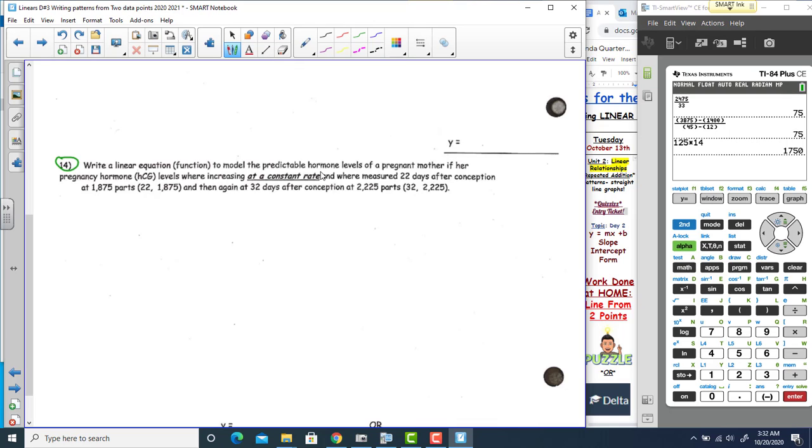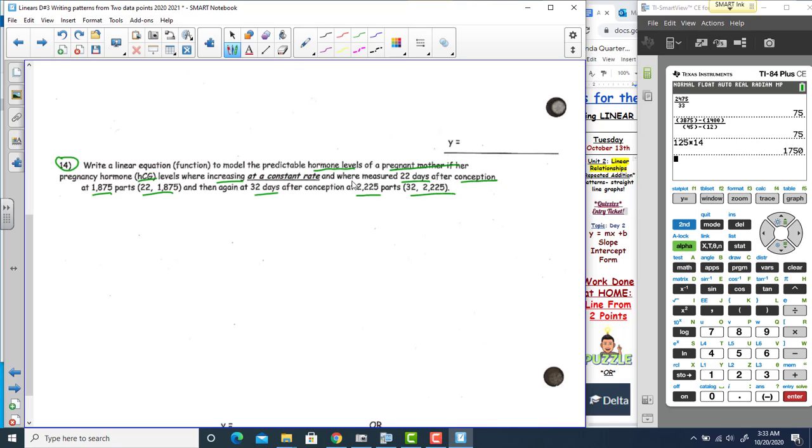Writing an equation to model a predictable hormone level of a pregnant mother if her pregnancy hormone, HCG, levels were increasing at a constant rate and were measured 22 days after conception at 1,875, (22, 1,875), and again 32 days after conception, where they measured 2,225, (32, 2,225).